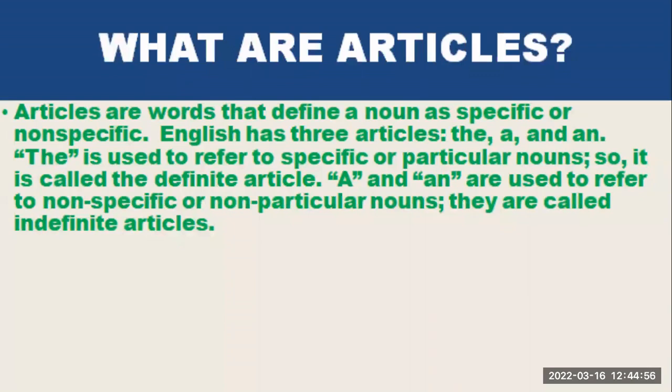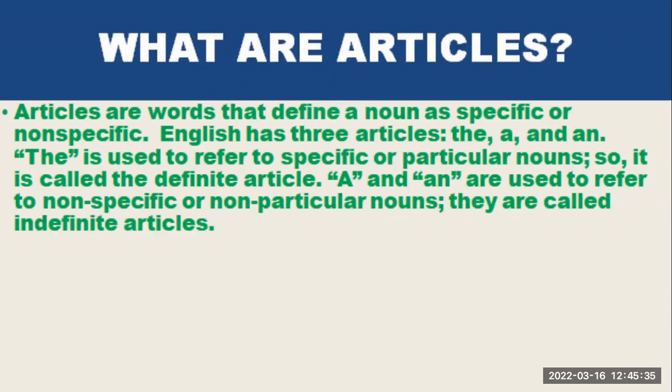Now, what are articles? Articles are words that define a noun as specific or non-specific. In other words, articles are determiners, if you like. English has 3 articles: the, a, and an. The is used to refer to specific or particular nouns. So it is called the definite article, all right?